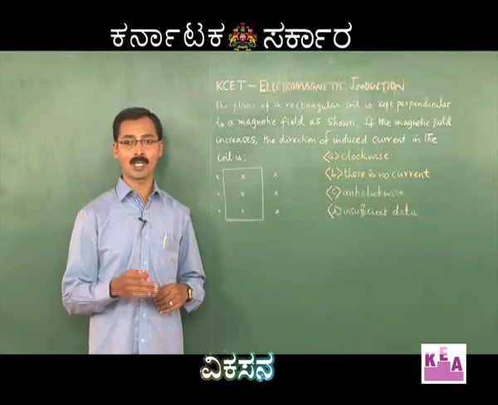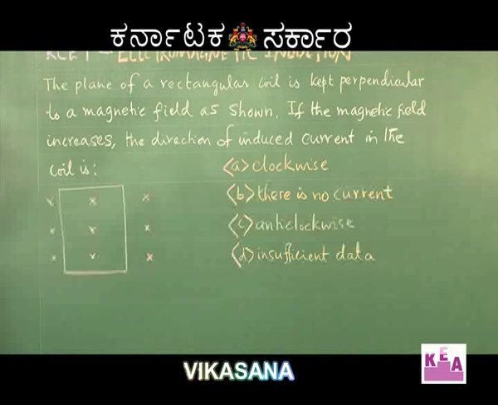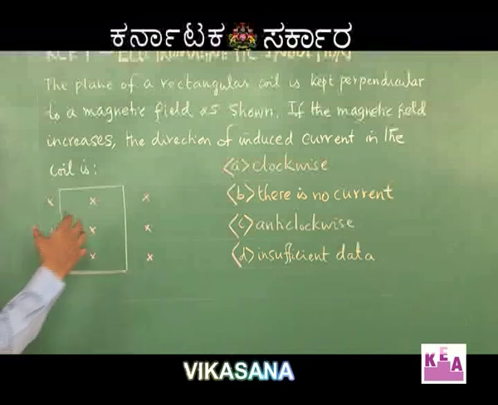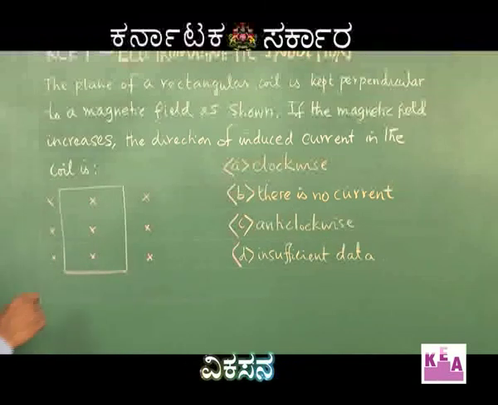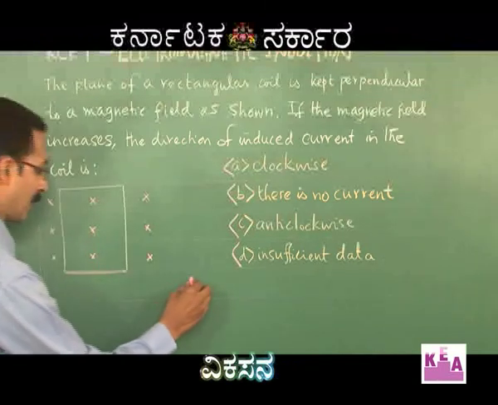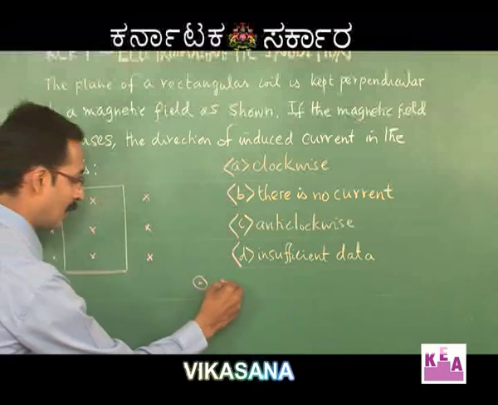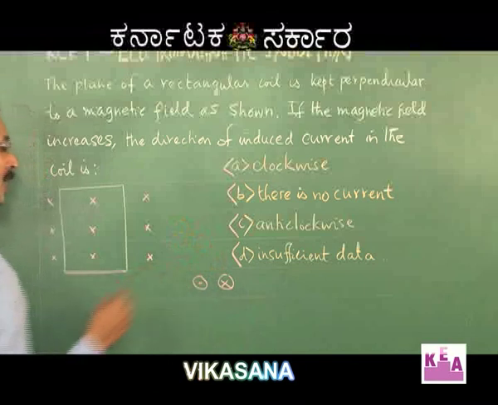Let us see some problems on Lenz's Law. The next problem is here. The plane of a rectangular coil is kept perpendicular to a magnetic field as shown. If the magnetic field increases, the direction of the induced current in the coil is: clockwise, there is no current, anti-clockwise, or insufficient data. How do you produce such a field? I will tell you how fields are represented. This is a field coming towards you, away from the board. This is a field that is going towards the board.